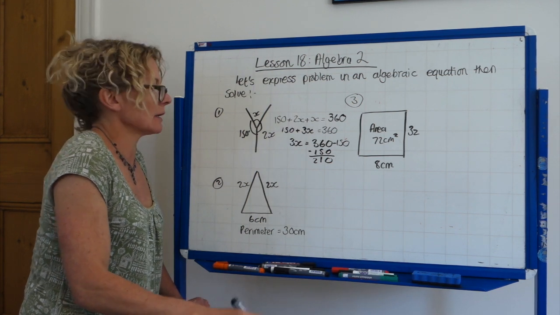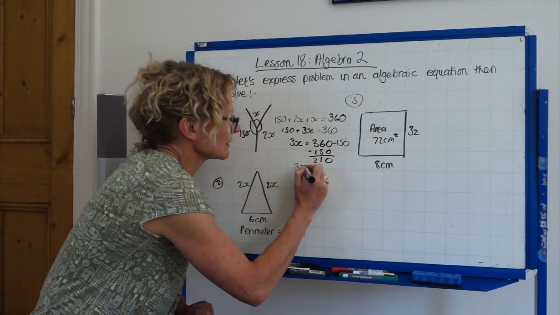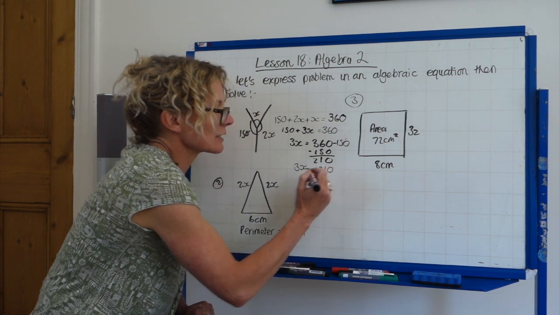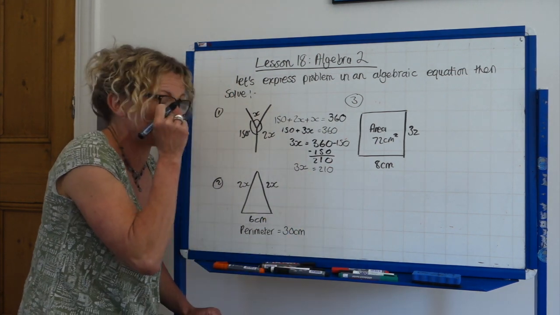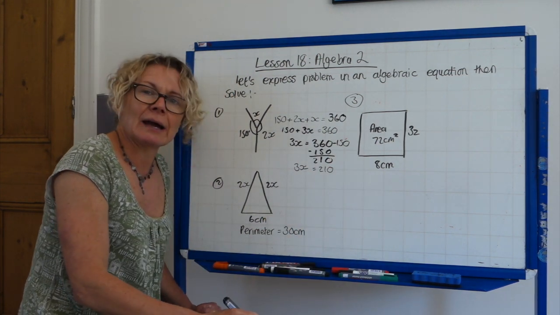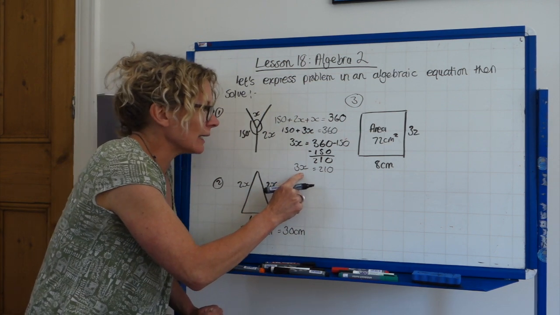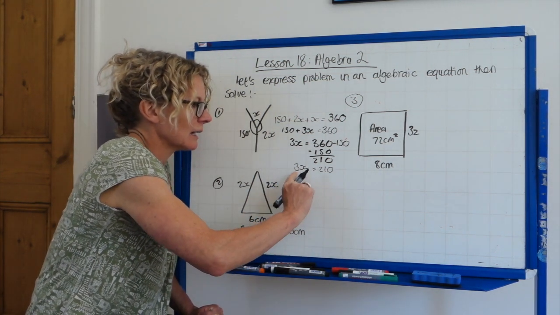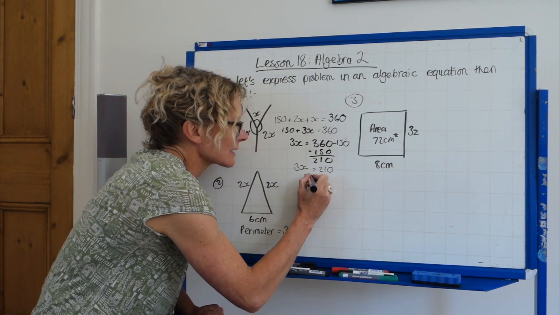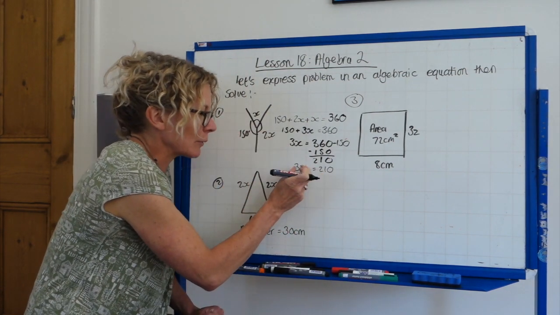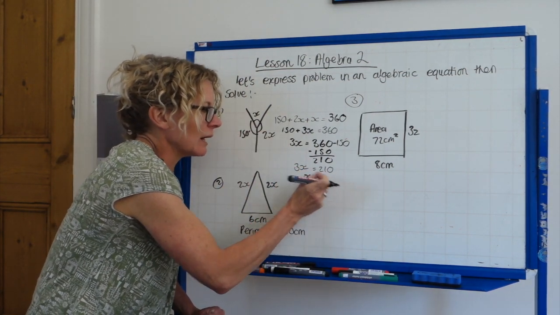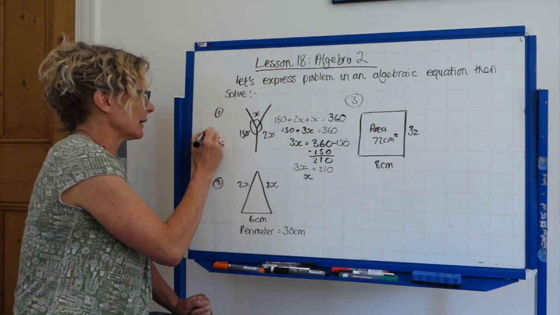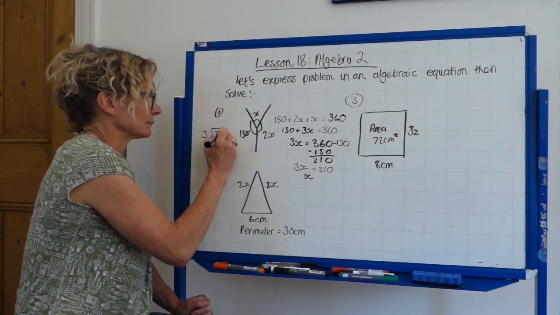So 360 take away 150, 210, agreed? Okay, so 3x is 210. So we're back to where we were yesterday, really, or the other day. How do we work that out? That 3 times x is 210. How are we going to find out what x is? Opposite operation. So we need to divide 210 by 3.